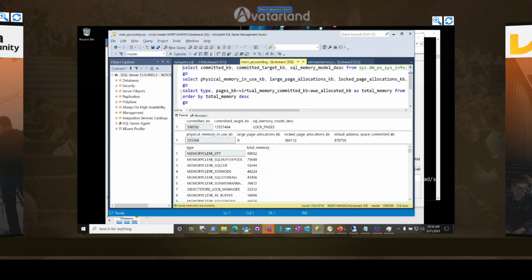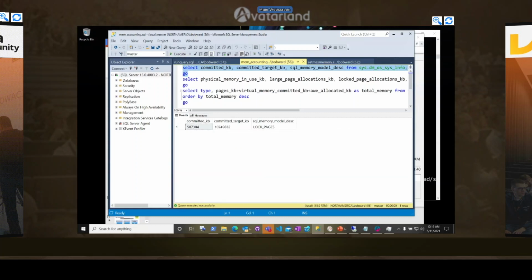Now, again, all these queries are available to you. I'm going to first look at this output to see that I'm using the locked page model. And then notice here, this is interesting, the target and the committed line up to target memory and total SQL Server memory. And again, the total's much lower than the ceiling at this point because I haven't used any memory. Let's go look at this one.